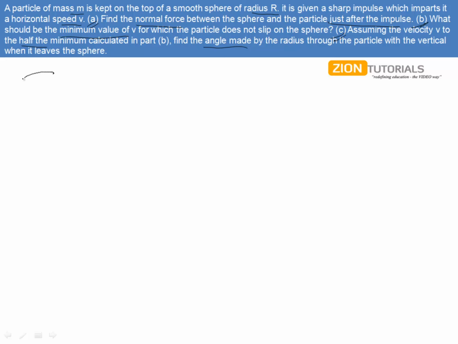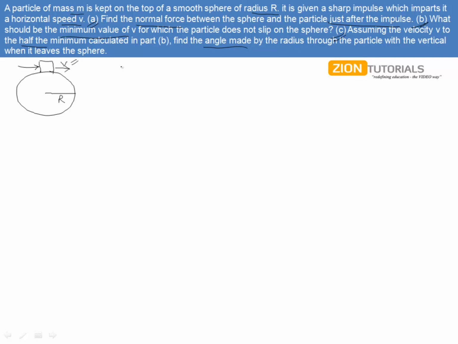So what's happening is that there is a sphere of radius r on which a block has been kept. Now suddenly an impulse is given to this block to give it a velocity or speed of v. Now this is the tangential velocity over here, and we can also say that it is the net velocity over here for this particle.